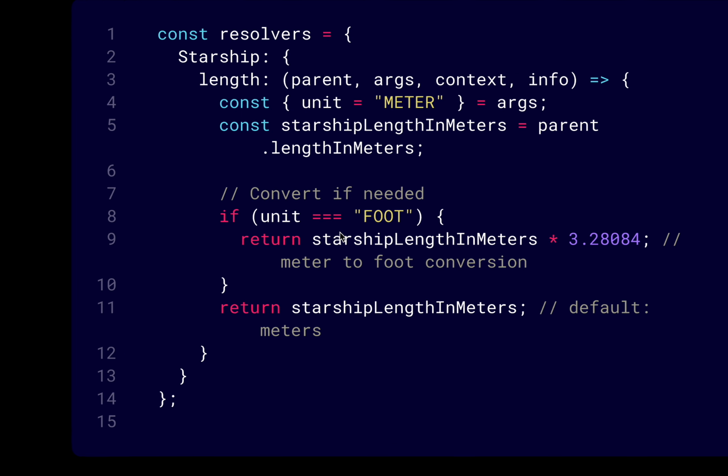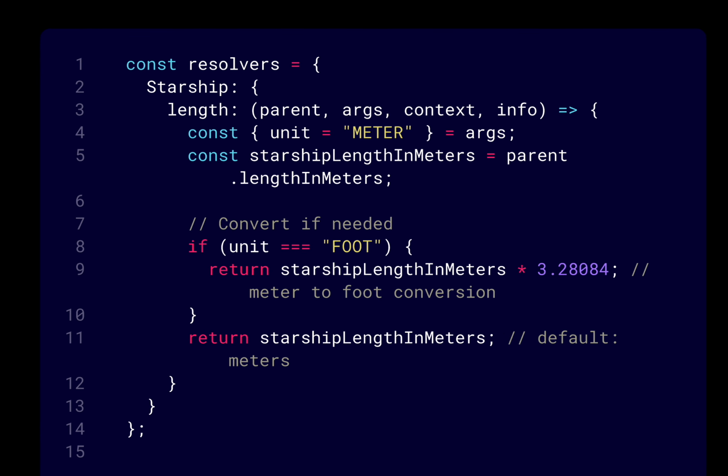Okay, let's look at this example. Next we need to talk about how arguments are used in resolvers. In this example, we have a resolver for the starship length, and we have all these arguments. See the args here. Args contain the named arguments from the query. In this case, we have unit from args. We apply logic based on the argument value, like converting meters to feet.